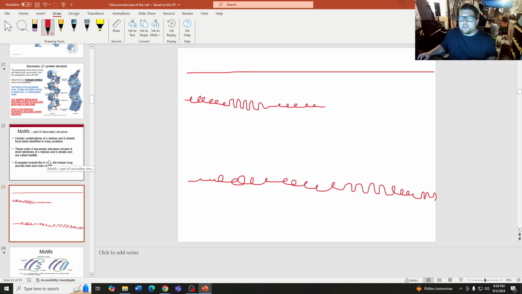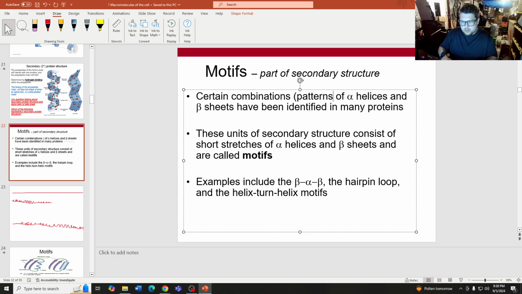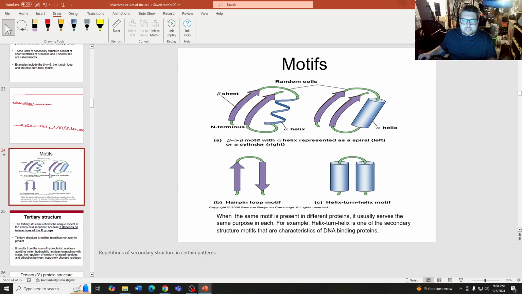And with that, you tend to get certain patterns or combinations. Certain combinations or patterns of alpha helices and beta pleated sheets have been found in many different proteins. These units of secondary structure consist of short stretches of alpha helices and beta sheets and are known as motifs.